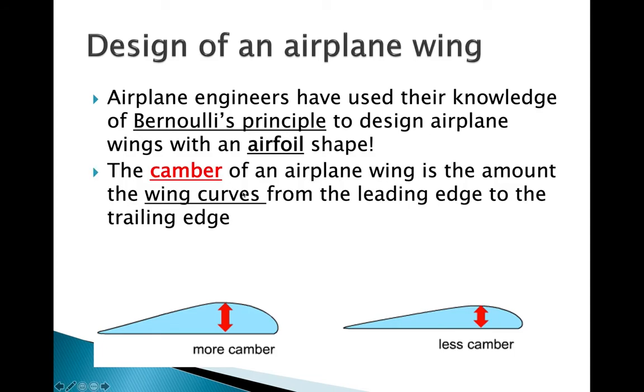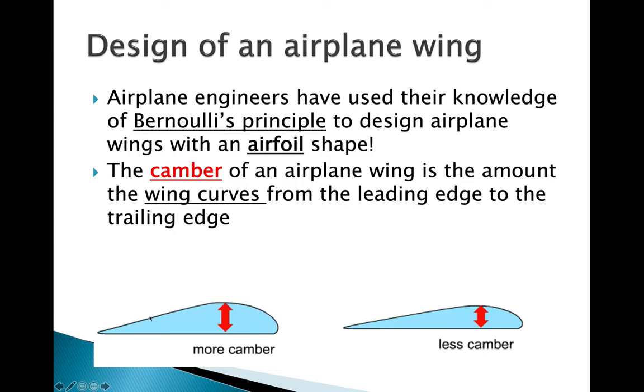So camber, maybe you want to write this down. This is kind of a cool thing to know. The camber of an airplane's wing is the amount that the wing curves. So camber curves from the leading edge to the trailing edge. So we see here, this is a high camber, right?